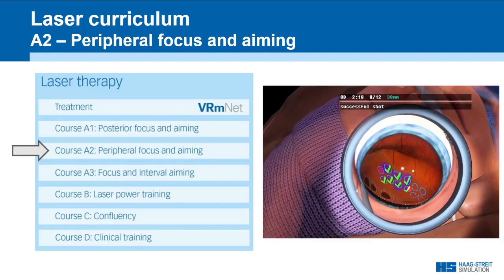A2 is more or less the same thing. You see already here in the screenshot, it is near the ora serrata, so it's more challenging to visualize this area. So you might need to use the little tool to indent the eye, or at least to manipulate the eye to get into this area.